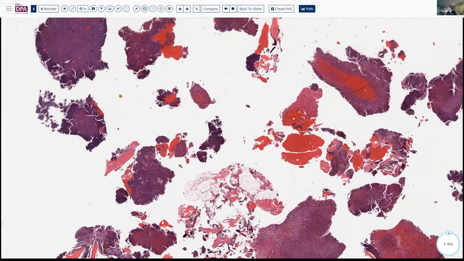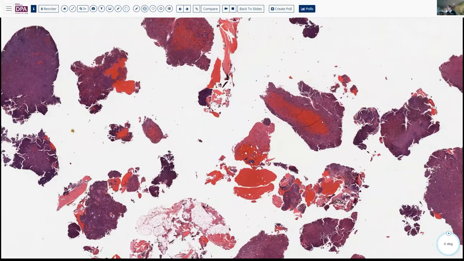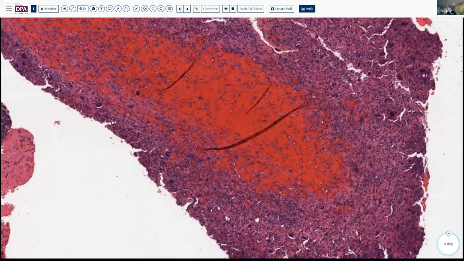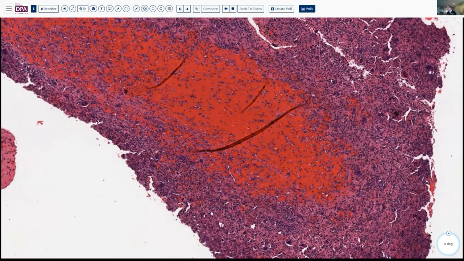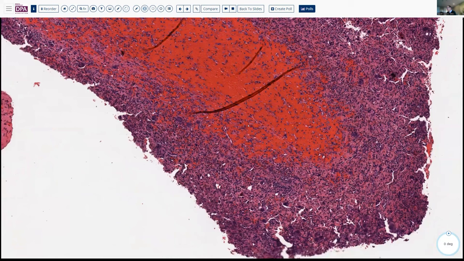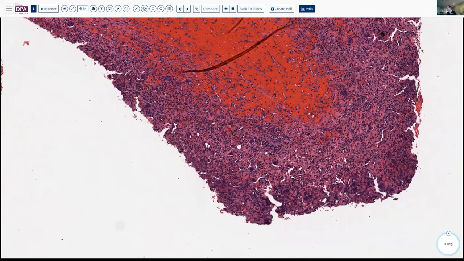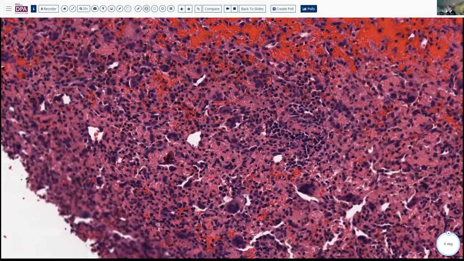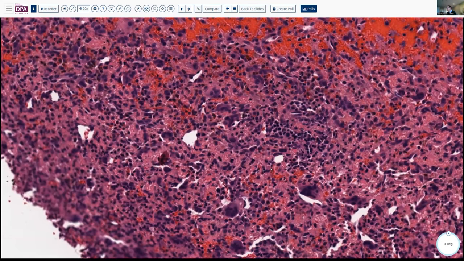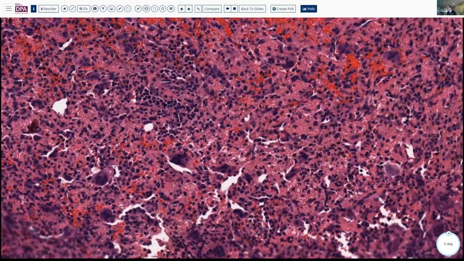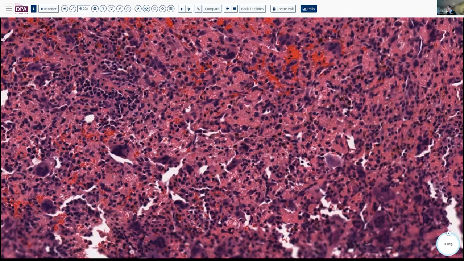So the areas of hemorrhage can be of concern. And one of the things you want to be aware of is that sometimes aneurysmal or angiectatic osteosarcoma can have a very osteoid poor and vascular rich pattern. But in that lesion, you should see abundant atypia in the stromal cells.